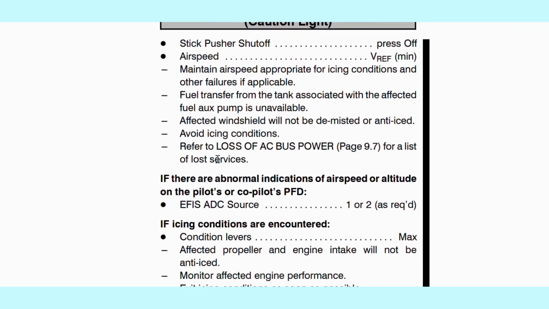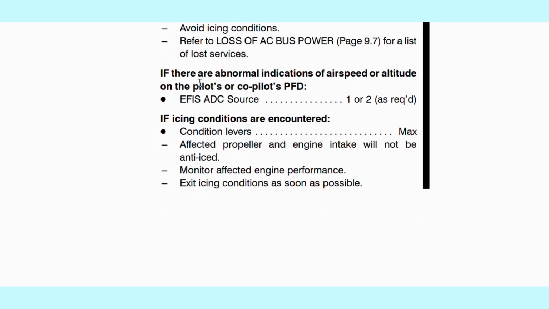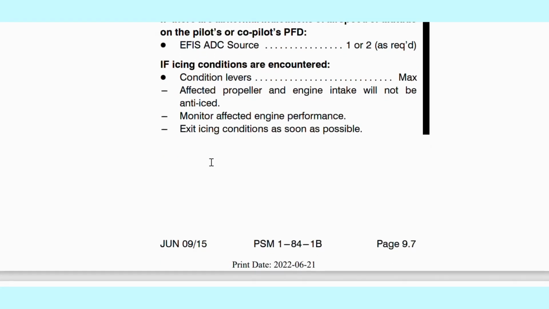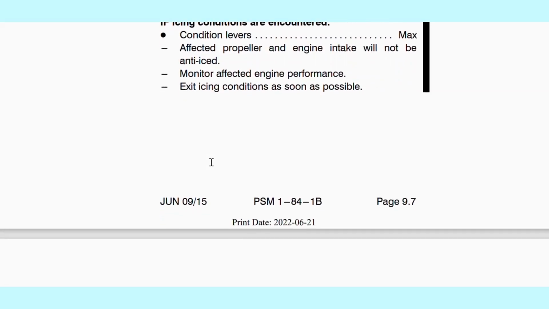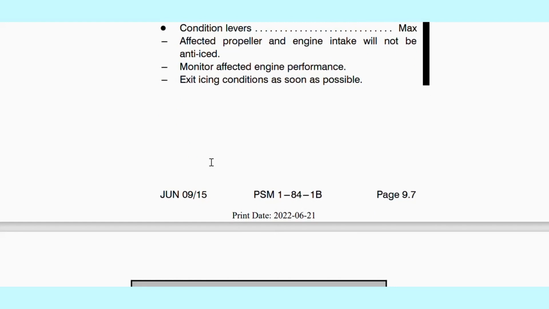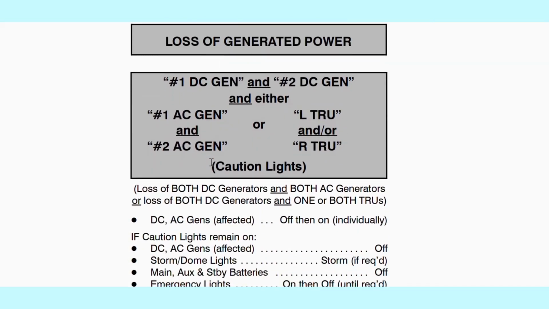And then you look at your speed indications. Basically, if the speeds are not consistent with the standby speed indicator, you use your AFIS ADC source and select one or two to match the faulty airspeed indication to the one which is more correct, which is near the standby indication. That's very important. And here is a bit again about icing. In short, just get out of icing when you have a left AC bus or right AC bus fault.